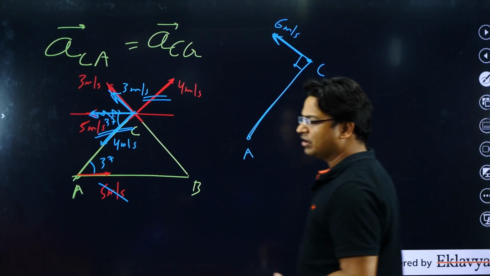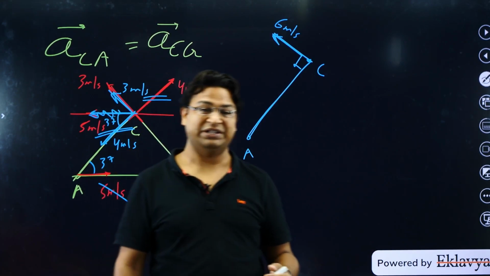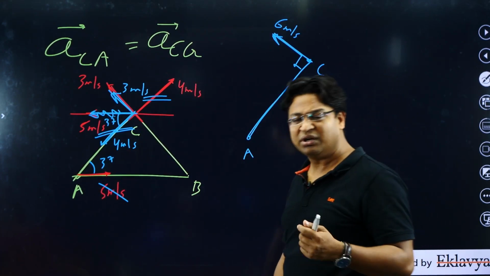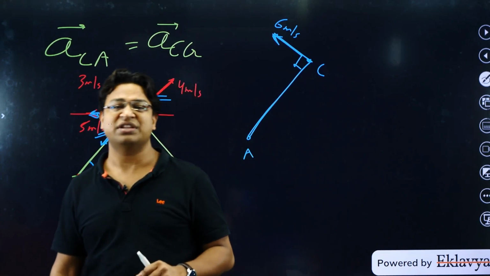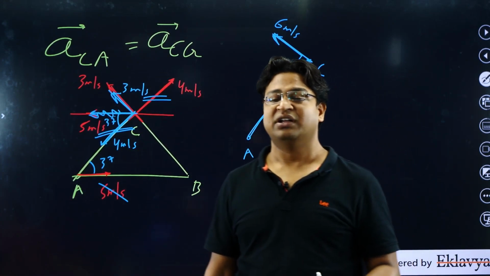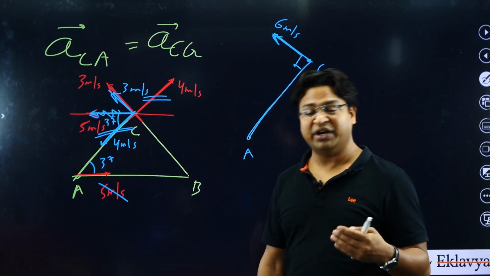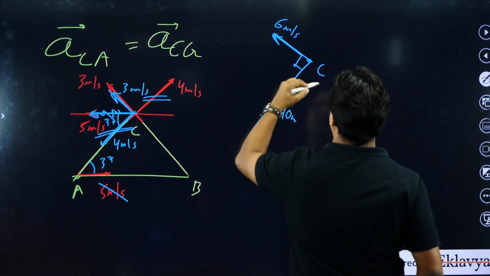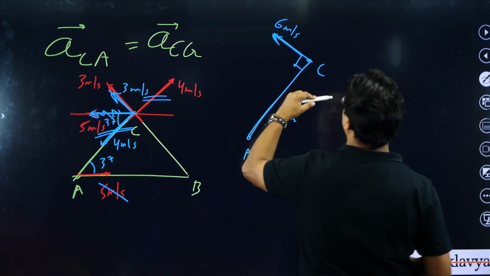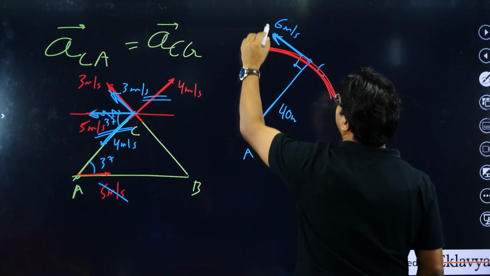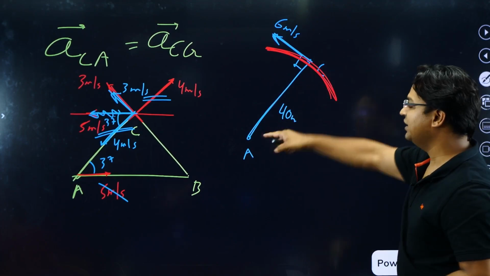So if we ask A, what kind of motion do you see in C? A will say that C is moving around me in a circle of radius 40. Think about this. C always stays at a fixed distance from A. So if we ask A about the trajectory of C, A will say that the trajectory is circular and the radius of the circle is 40 meter. So according to A, C is moving on a circle of radius 40 meter. Okay, and at this very moment, the velocity of C was 6 meter per second according to A.